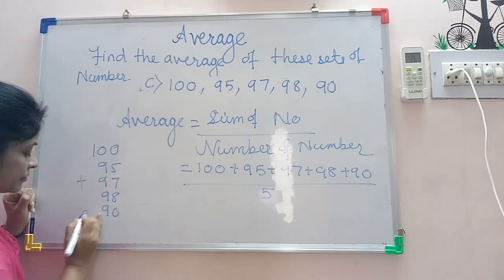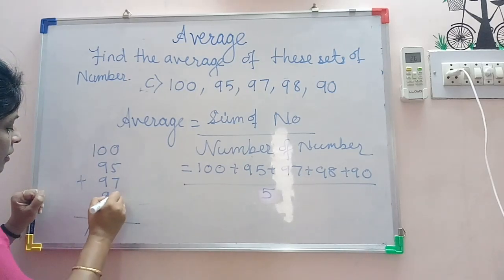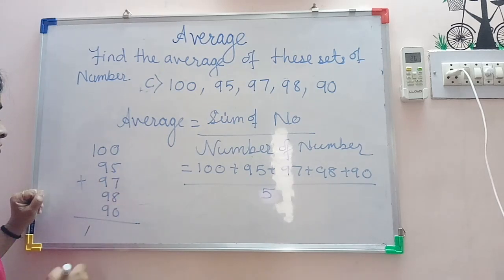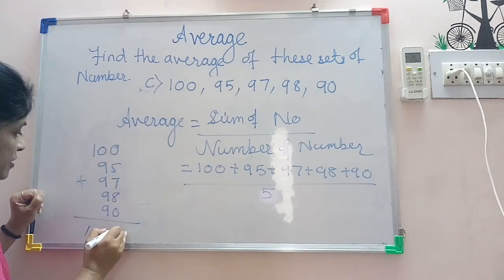Now we will add it. 8 plus 7 is 15. 15 plus 5 is 20.